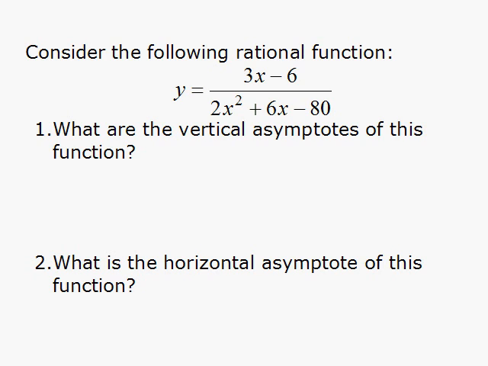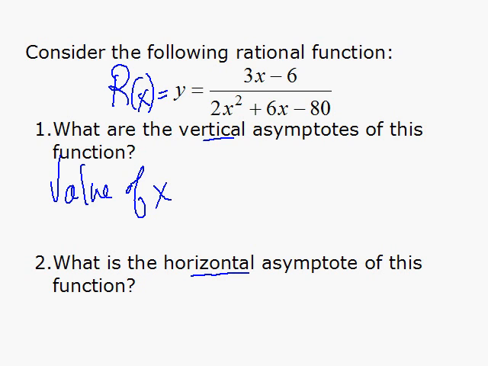We start with a rational function. This is really a rational function of x. We put the y in there anyway. It's the same. It's 3x minus 6 over 2x squared plus 6x minus 80. And the questions are to find the vertical and the horizontal asymptotes. The vertical asymptote is the value of x. This is the difference. What is a horizontal asymptote? It's a value of y.